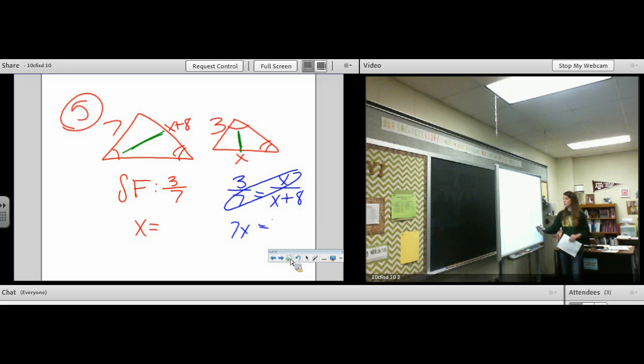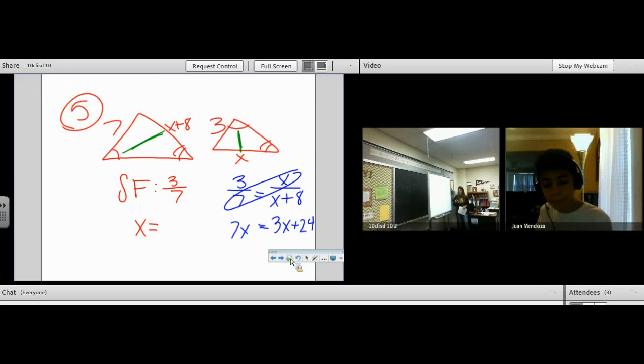All right. 3x plus 24. Be careful. You've got to distribute or you will solve it incorrectly. Subtract 3x from both sides. 4x equals 24. Okay. Divide by 4. It's a pretty answer. X is 6. Is that clear up number 5? Yeah. Proportions. All right, let's do number 6.